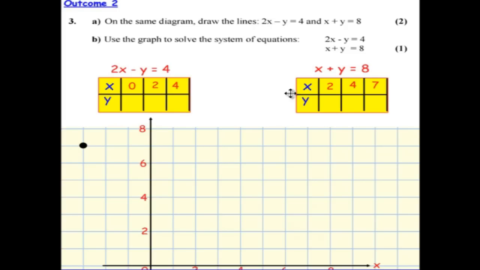We're asked to draw these lines on the diagram. First line is 2x minus y equals 4. And I've chosen three x values to fit into this equation. First of all, x equals 0. Putting x equals 0 gives us 2 times 0, which is 0, minus y is equal to 4. 0 minus y is minus y. So minus y is equal to 4, which means that y will be negative 4. So we fit negative 4 into the table.